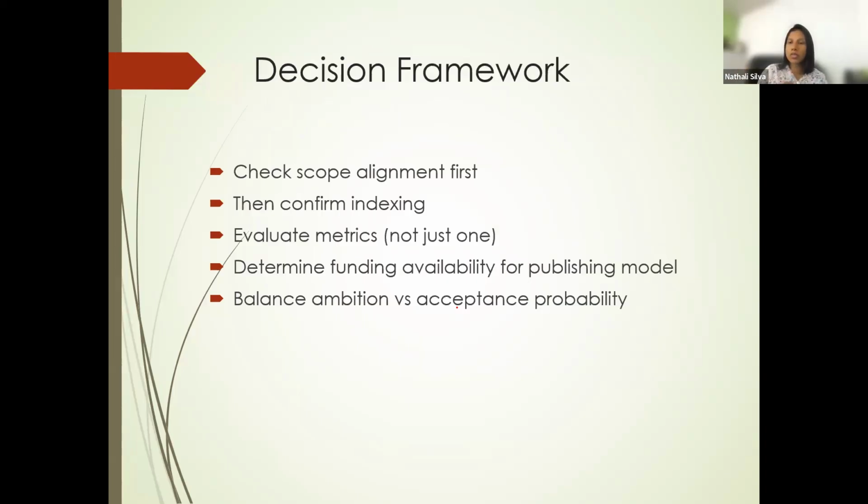Now I want to sum up. If you're planning to publish your work, what would be the decision framework? So as a summary, first, you need to make sure the scope is aligning with the journal, and then confirm it is reputed and indexed either in Scopus or Web of Science.